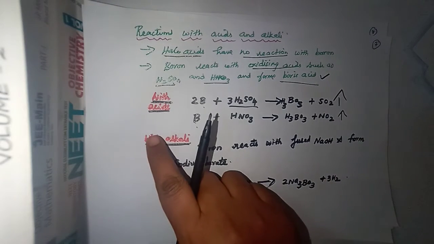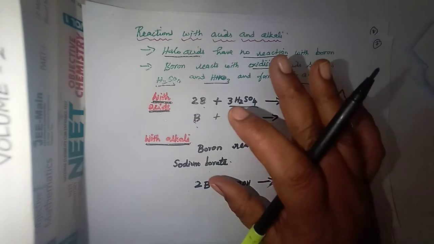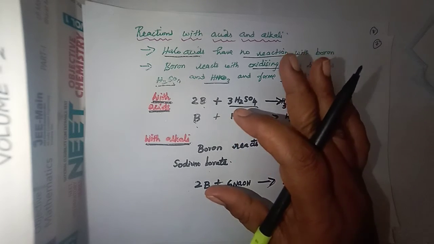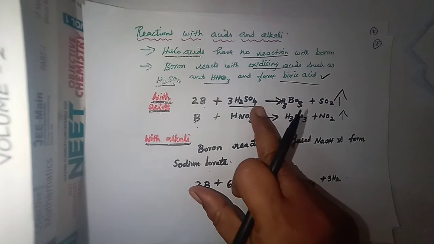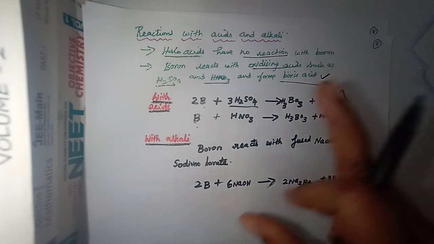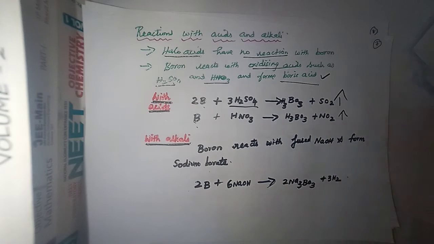Boron reacts with any oxidizing acid, not all acids; it does not react with halo acids. Boron reacts with sulfuric acid to form boric acid, H3BO3, and sulfur dioxide. Boron reacts with nitric acid to give boric acid and nitrogen dioxide.